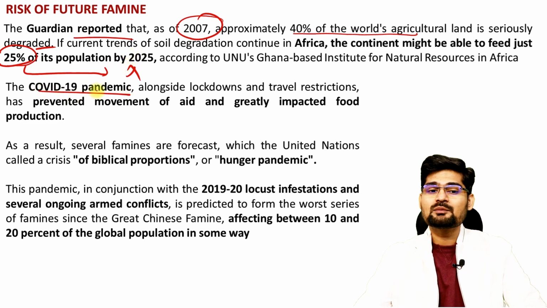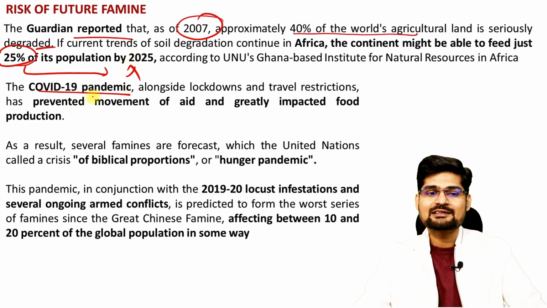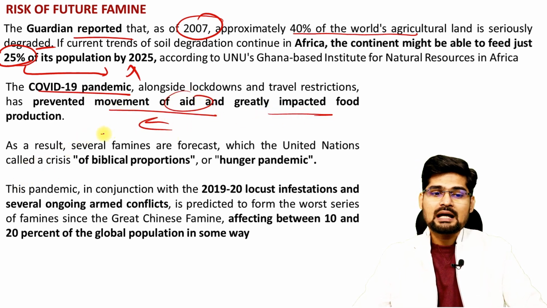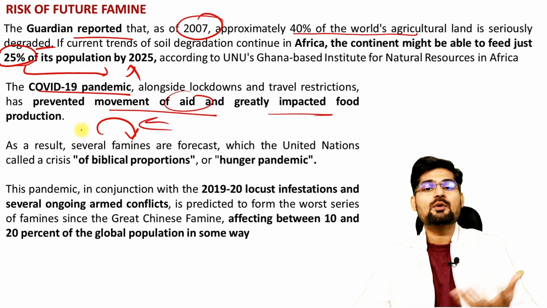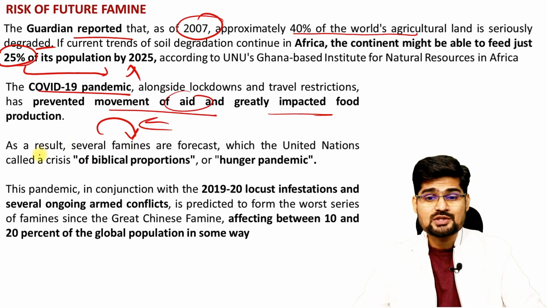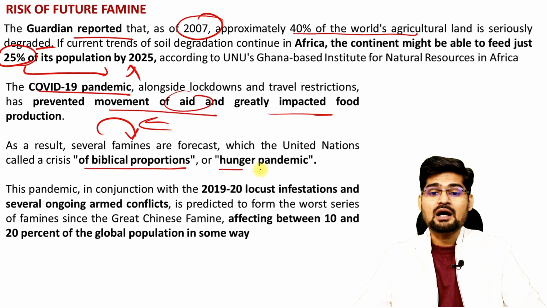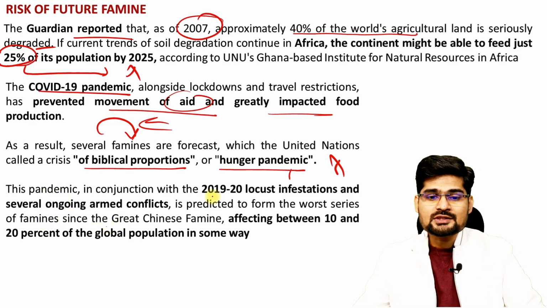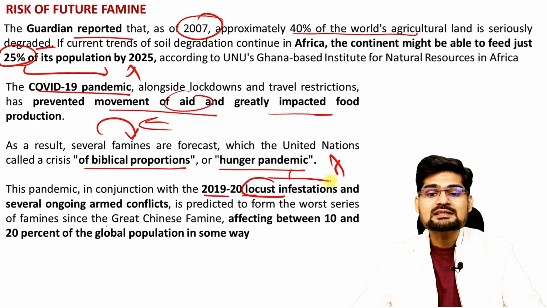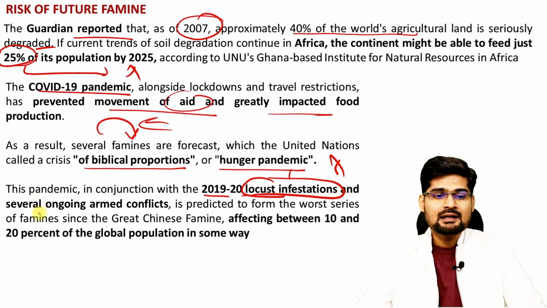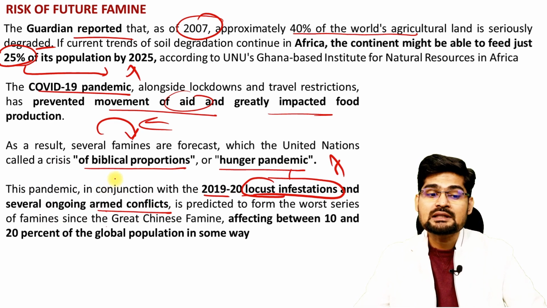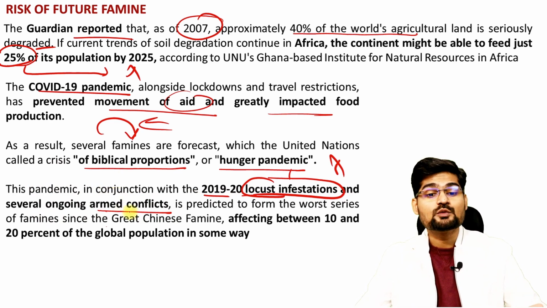So the COVID-19 pandemic, we already know that because of lockdowns and restrictions, prevented the movement of aid and greatly impacted food production as well. As a result, what is happening in several pockets across the world is a famine-like situation, right? So biblical proportions or a hunger pandemic is reported by the UN. That's where the crisis situation is. This is called a food crisis. And in conjunction with the 2019 and 2020 locust infestations, if you remember, locust attacks, and several ongoing armed conflicts across the world, we have seen worst famines and are going to see worst famine in future as well.